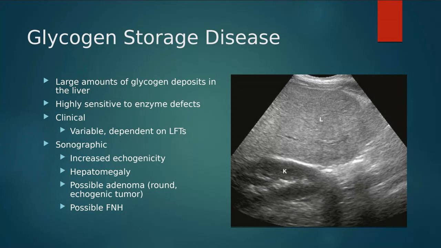Clinically, it's going to be variable depending on each patient, depending on the severity, how much glycogen is being deposited in the liver, how severe the enzyme defects are, all going to play a role in any clinical symptoms or LFT blood work. On ultrasound, the liver is going to appear echogenic, potential hepatomegaly, and also potential focal nodular hyperplasia.